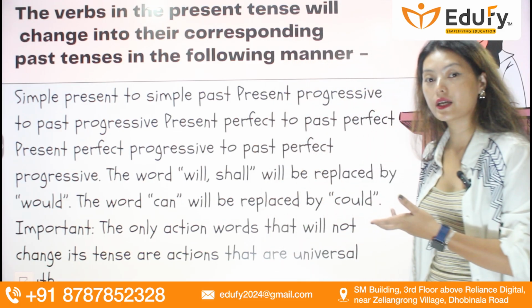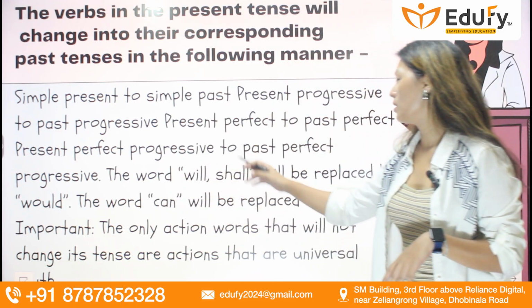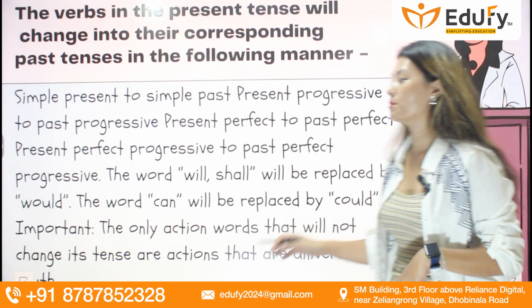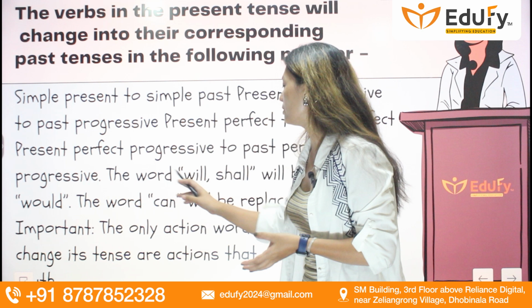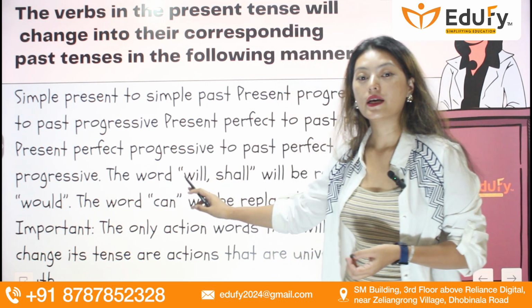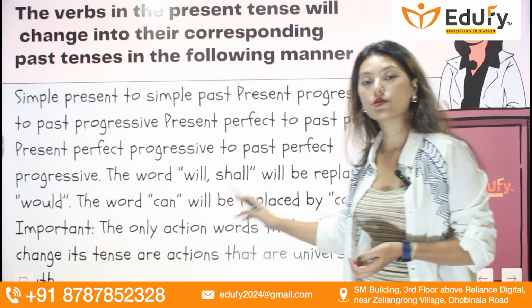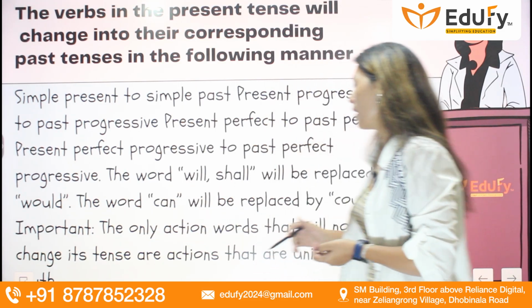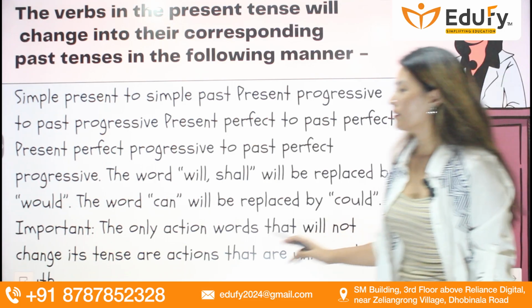Now, when we move forward again, we can look at these words. Auxiliary verbs such as will and shall will be replaced by the words would or should. The word will in the direct speech will be changed to would in the indirect speech. The word shall will be changed to should. And can will be replaced by the word could.